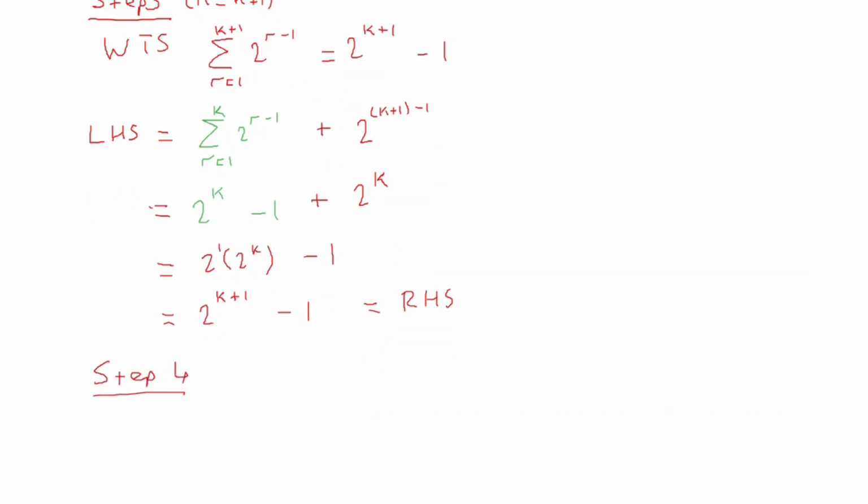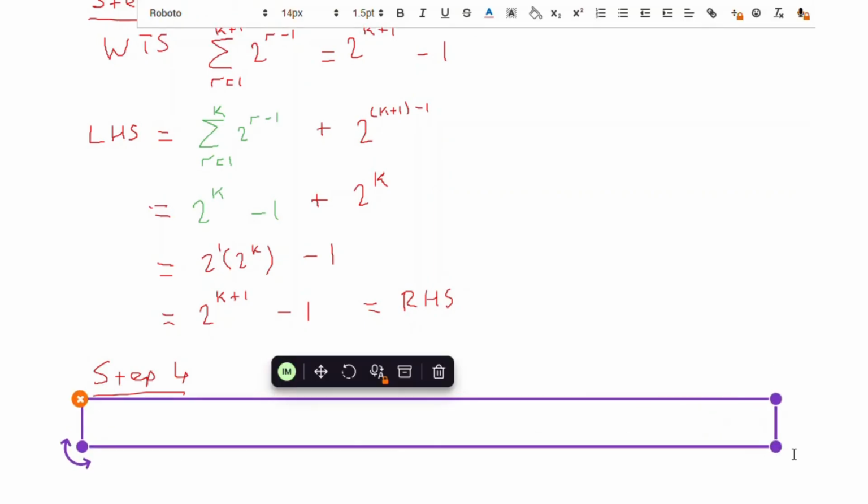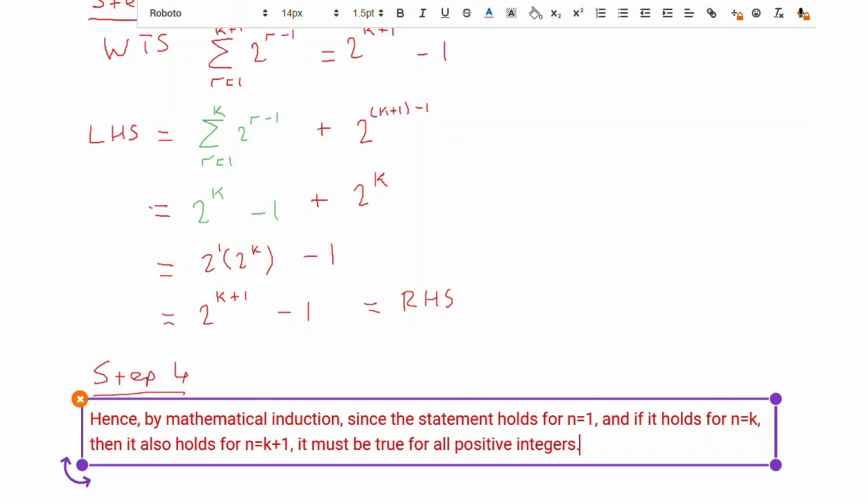We finish our induction, as we always do, with our conclusion, and our conclusion states that since it's true for n equals 1, and if it holds for n equals k, it also holds for n equals k plus 1, by mathematical induction, it must be true for all positive integers.